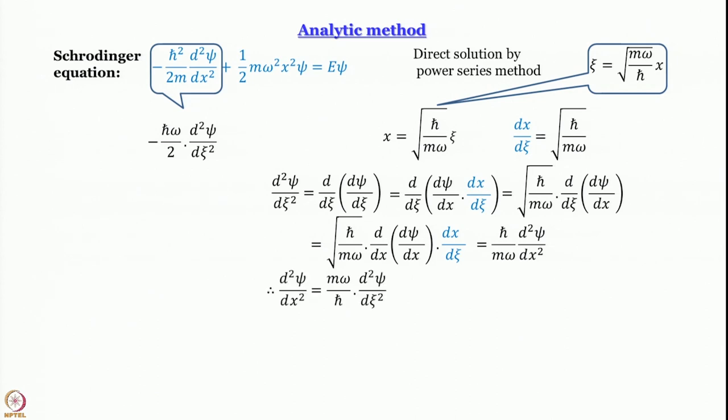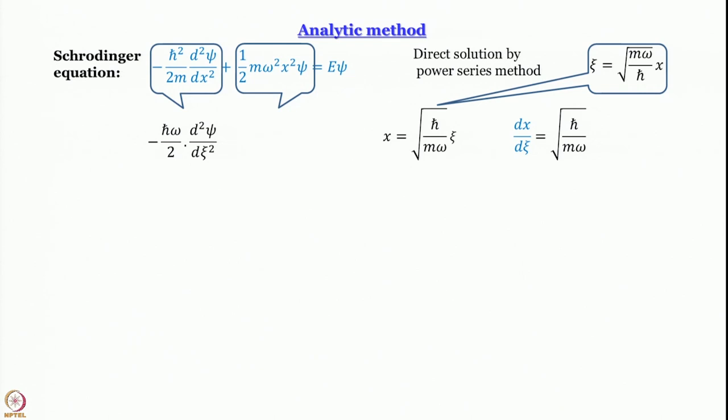So, d² psi / dx² very easily is m omega by h cross d² psi / d psi². So, what we do is instead of d² psi / dx², we are going to write this, and then we are going to multiply by minus h cross square by 2m. So, minus h cross square by 2m multiplied by m omega by h cross d² psi / d psi² gives us minus h cross omega by 2 d² psi / d psi², right. That is what we have written here. So, we have worked out the first term on the left hand side of the Schrodinger equation in terms of not x but psi.